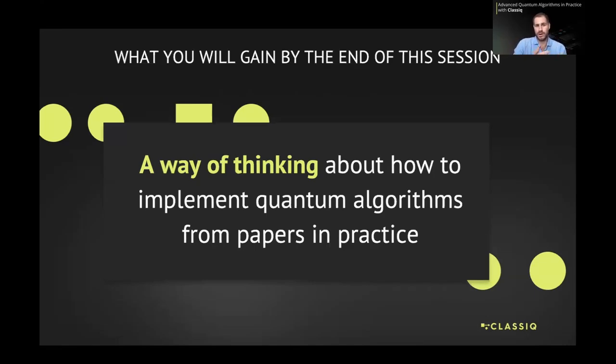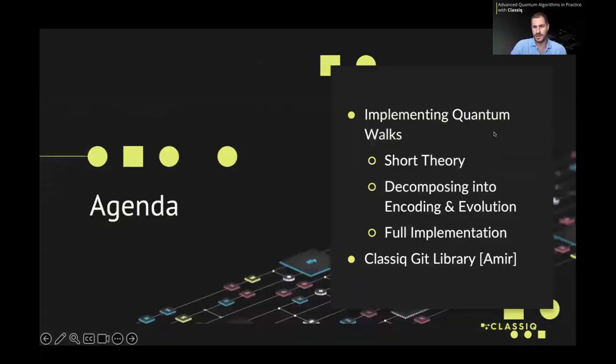So as I've said throughout the course so far, when we are coming to implement something, we really need to understand it deeply, and then there are many nuances we need to face, and I think this boosts our understanding even more. So this is what I want you to go out with today. It's a way of thinking how to implement quantum algorithms from papers to advanced algorithms in practice.